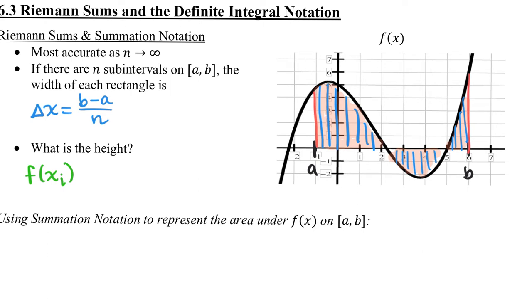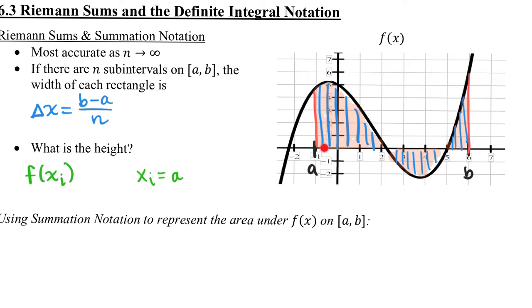Okay, so now we want to think about what is x sub i? How can we do that in terms of the a and the b? Well, if I'm on the very first rectangle, the x value I'm going to plug in is going to be a, because this is so infinitely skinny that it doesn't matter left or right. I'm just going to start with a.